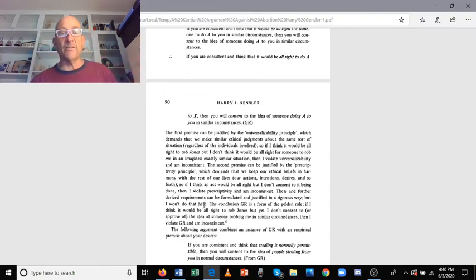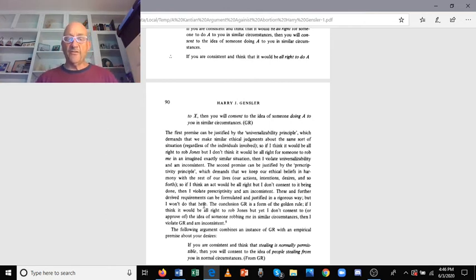The second premise he calls the prescriptivity principle. Don't have to worry about the word. That's as long as our ethical beliefs are in harmony with the rest of our lives. So I'm about midway down the page. If I think an act will be all right, but I don't consent to it being done, then I'm inconsistent. If it's all right, you've got to agree to it, right?